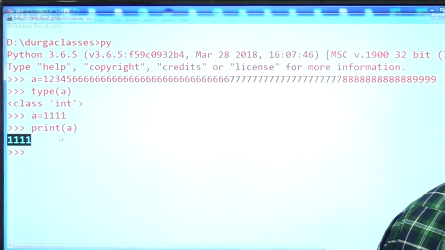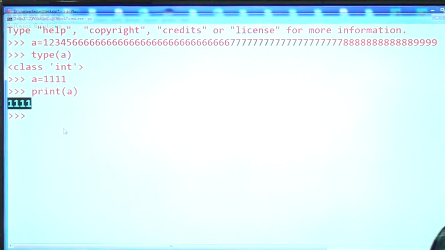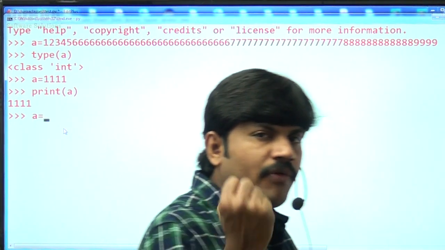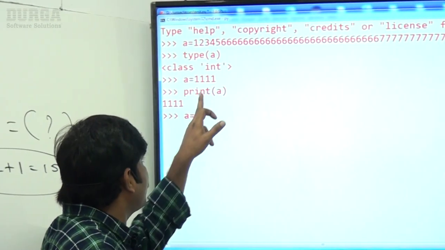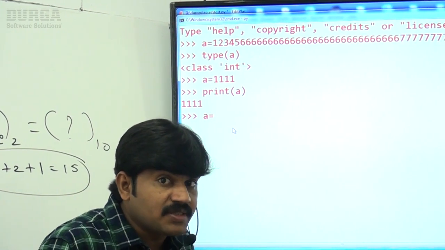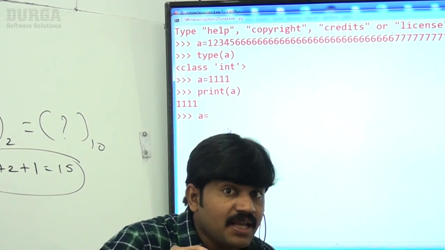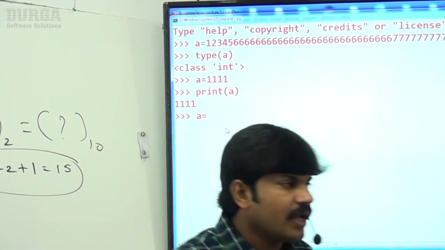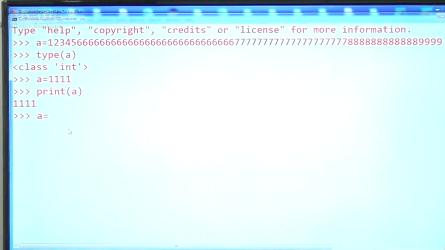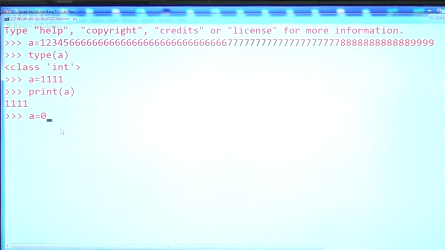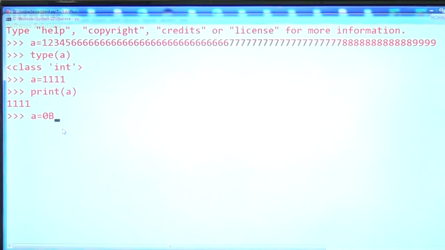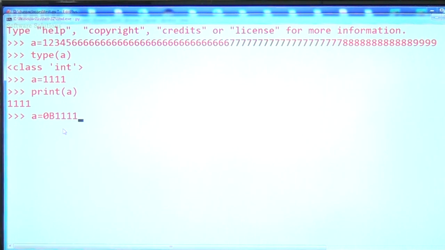1111, direct decimal value only, right? So, I am taking A is equal to... can you please confirm how I can consider this number as a binary number? Compulsory, it should be prefixed with what? 0 small b or 0 capital B. Okay, now I am taking 0 capital B, anyway small b or capital B, 1 1 1 1. Like this I am taking, sir.